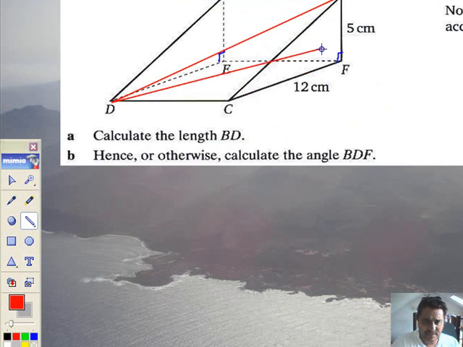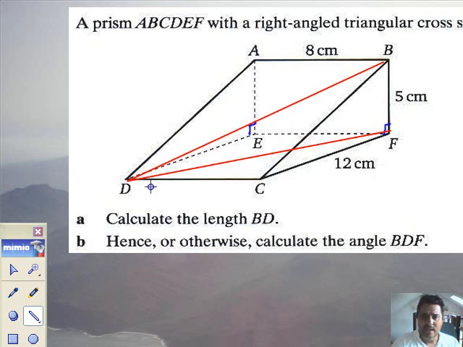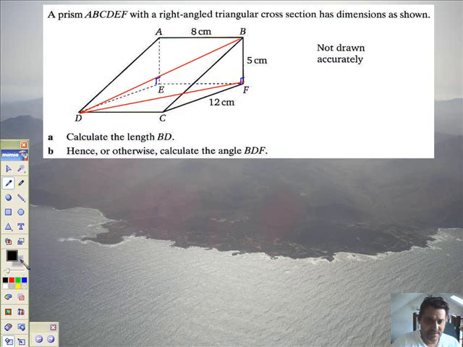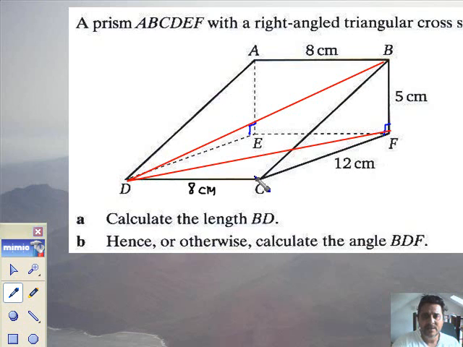Let's carry on with this line facility here. There's my triangle. I want BD, and therefore in order to get BD I must know DF first. Now what have we got? I'm told that this is 8 centimeters across here, so guess what? DC is also 8 centimeters across there. So what have I got?